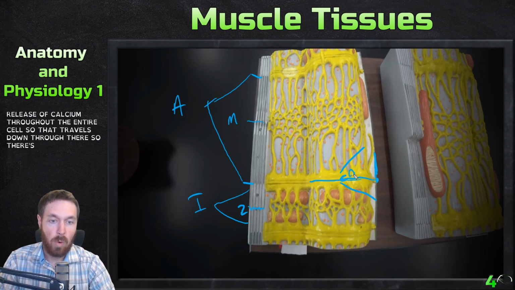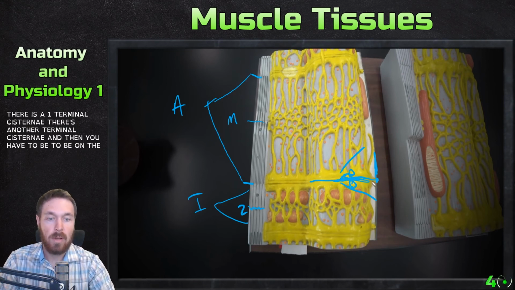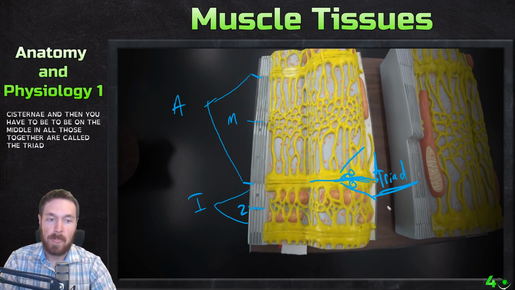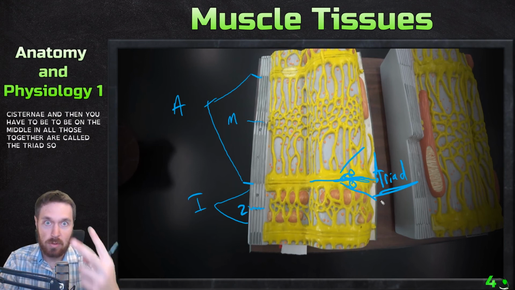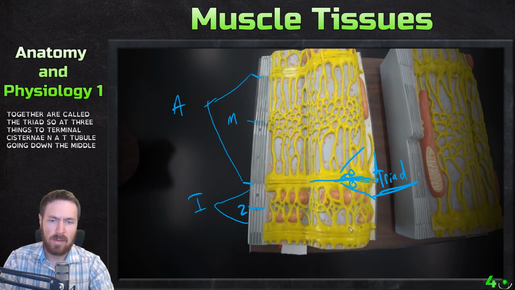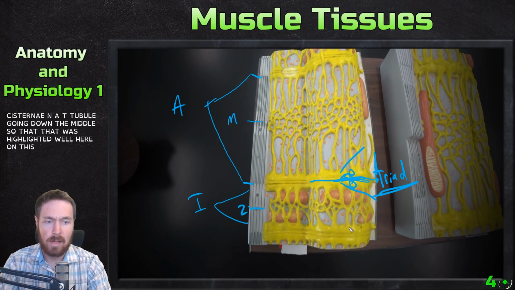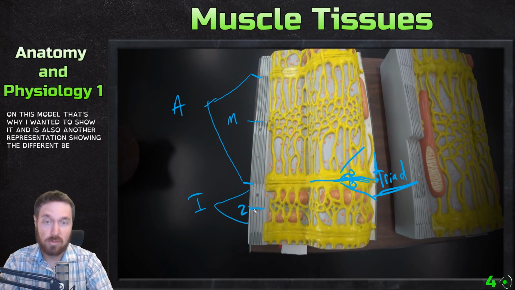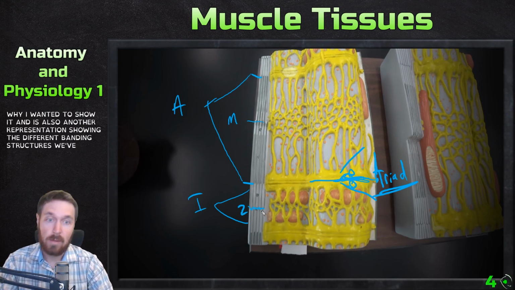So there's one terminal cisternae, there's another terminal cisternae, and then you have the T tubule in the middle, and all those together are called the triad. So triad, three things: two terminal cisternae and a T tubule going down the middle. So that was highlighted well on this model, and that's why I wanted to show it. And there's also another representation showing the different banding structures we find in a muscle cell on a model.